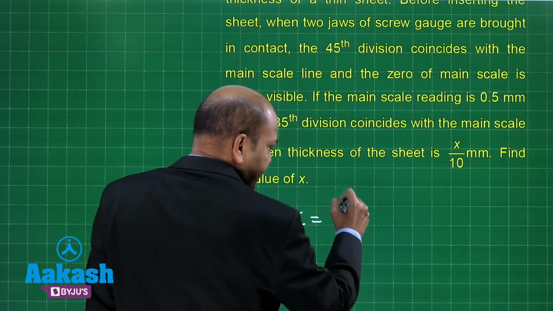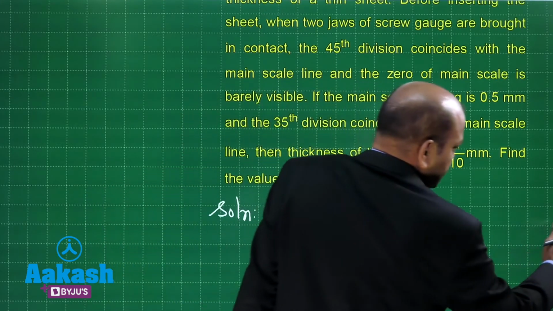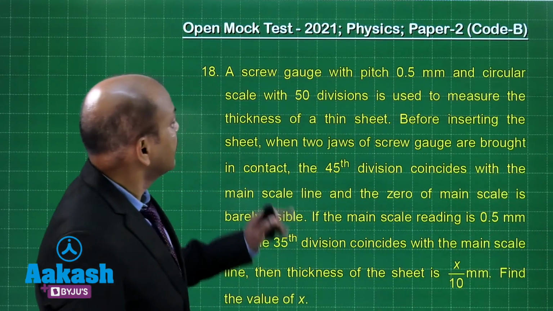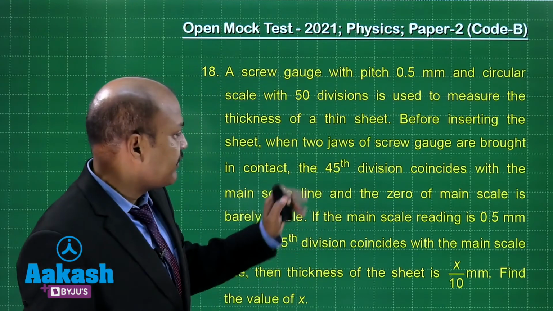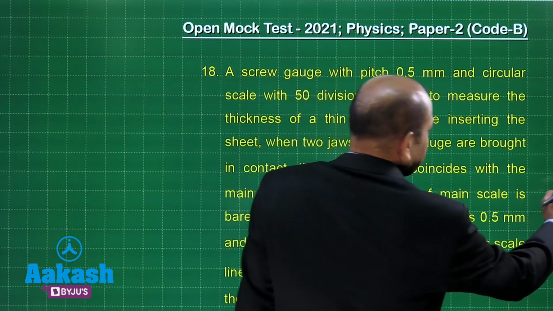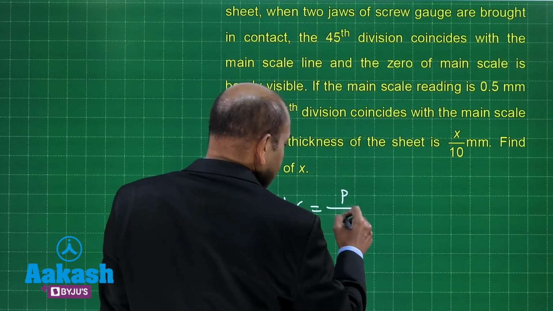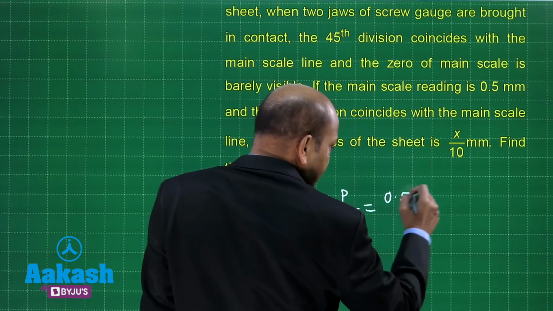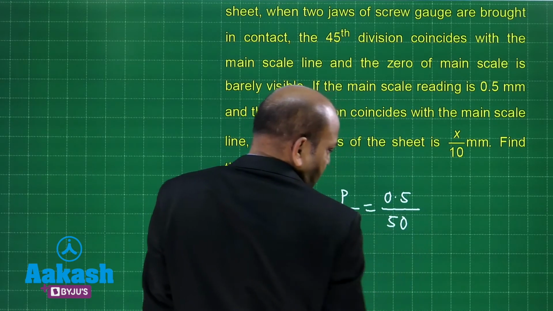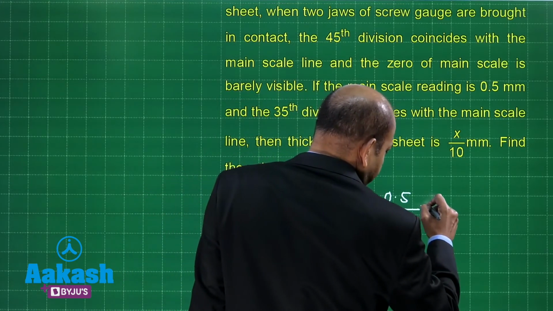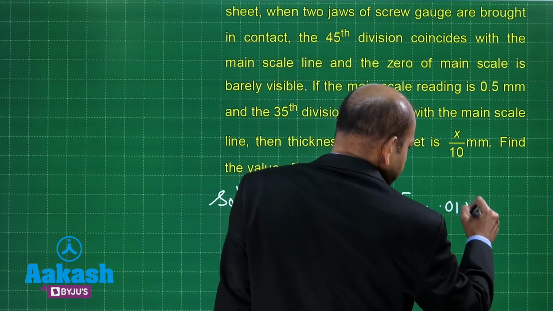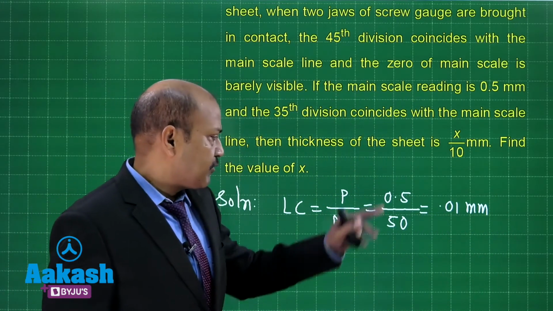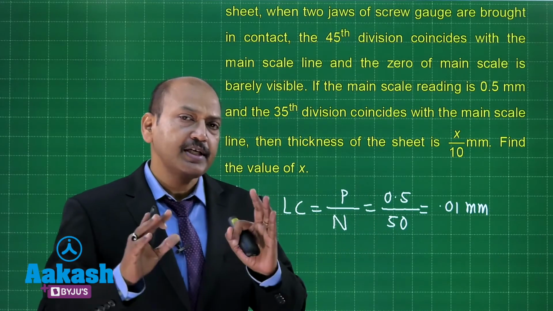Least count is pitch divided by the total number of divisions on the circular scale. So, the pitch is 0.5 millimeter and there are 50 divisions on the circular scale. So, this is 0.5 millimeter by 50, that makes it equal to 0.01 millimeter, right? That is the least count. 0.5 by 50 or 5 by 500, 0.01 millimeter is the least count.